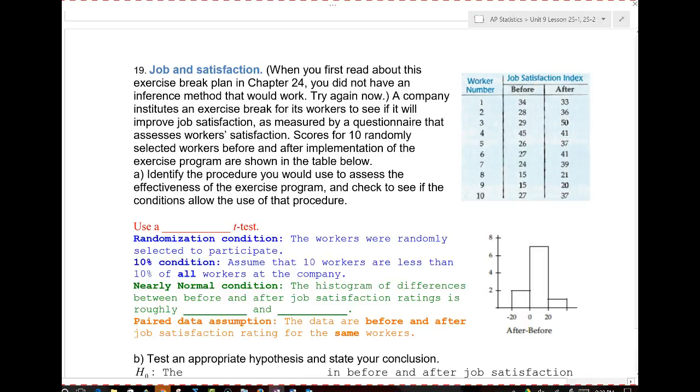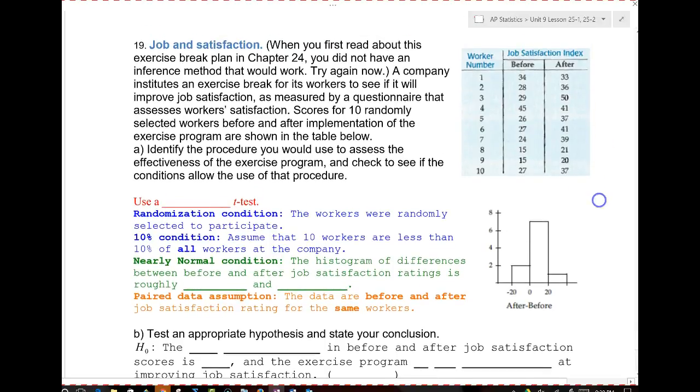Identify the procedure you would use to assess the effectiveness of the exercise program and check to see if the conditions allow for that procedure. First of all, since we're looking at the same worker before and after, that is a paired design. So we'd use a paired t-test, which is a one sample t-test for the mean of differences. This is what we're going to do. All right, so we have to check to see if this would work.